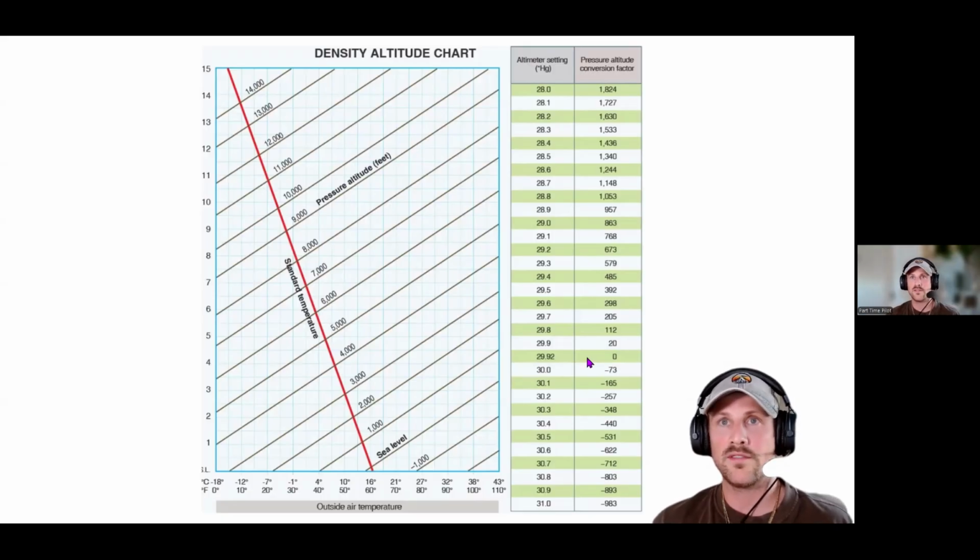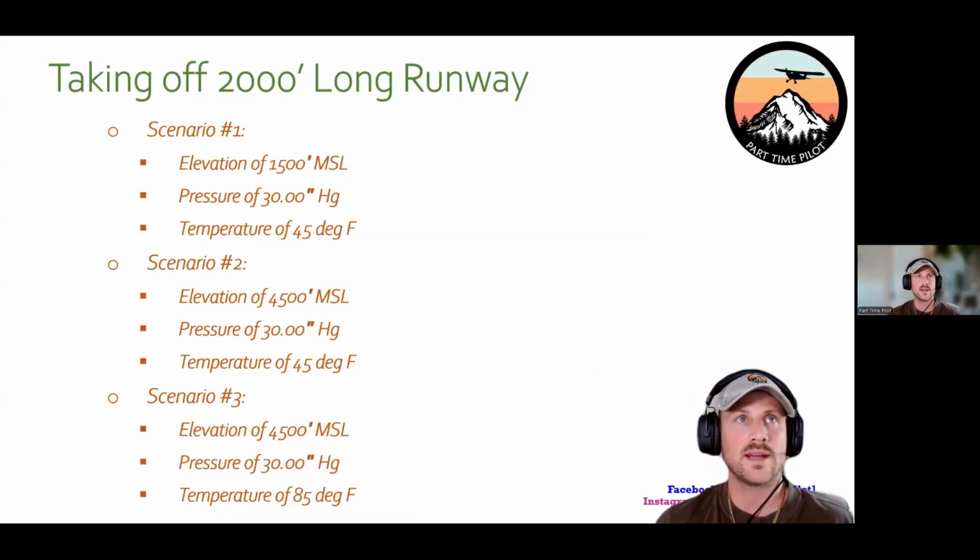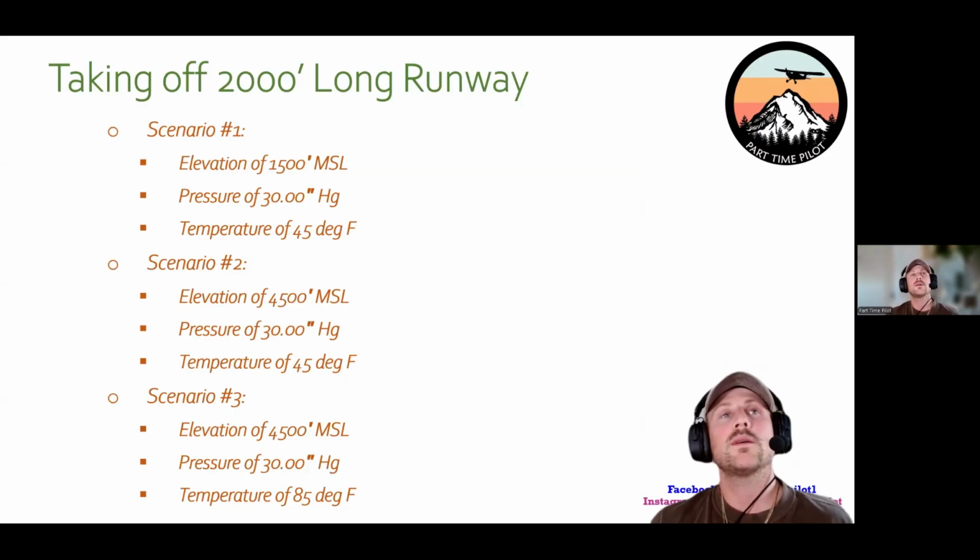So, all right. So have this chart handy. We're going to have you do some practice with it. We're going to talk about 3 different scenarios. And the whole point of this is to show you, all right, so scenario 1, we're taking off from an elevation of 1,500 feet. Our pressure is 30 inches of mercury and our temperature is 45 degrees Fahrenheit. Okay, so a little bit less than that standard temperature. Or maybe at 1,500 feet, it's pretty standard. But anyway, so that's scenario 1.